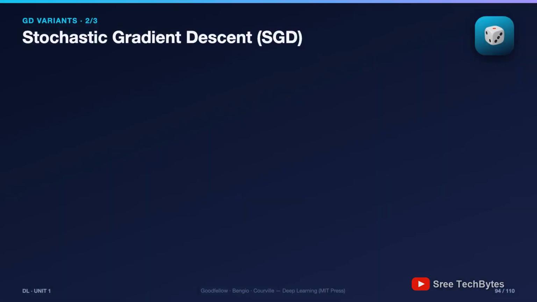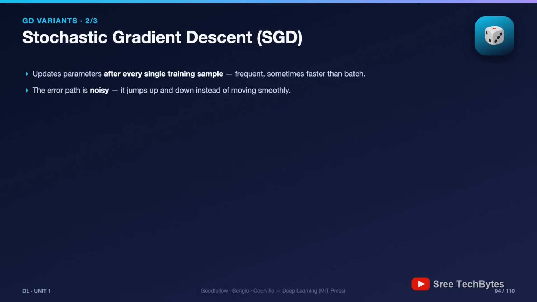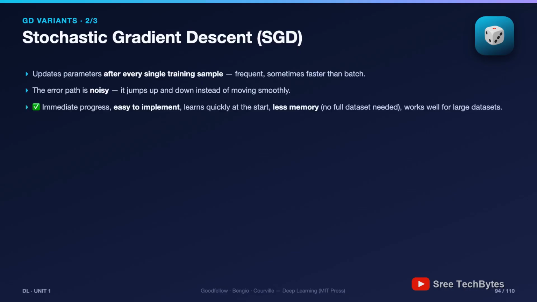Variant 2: stochastic gradient descent, SGD, the polar opposite of batch: update after every single training sample. See one example, adjust immediately, repeat. Thousands of updates per epoch, with the error path jumping up and down noisily instead of descending smoothly. The advantages: immediate progress, easy to implement, quick learning at the start, minimal memory, one sample at a time, and it handles huge datasets well.